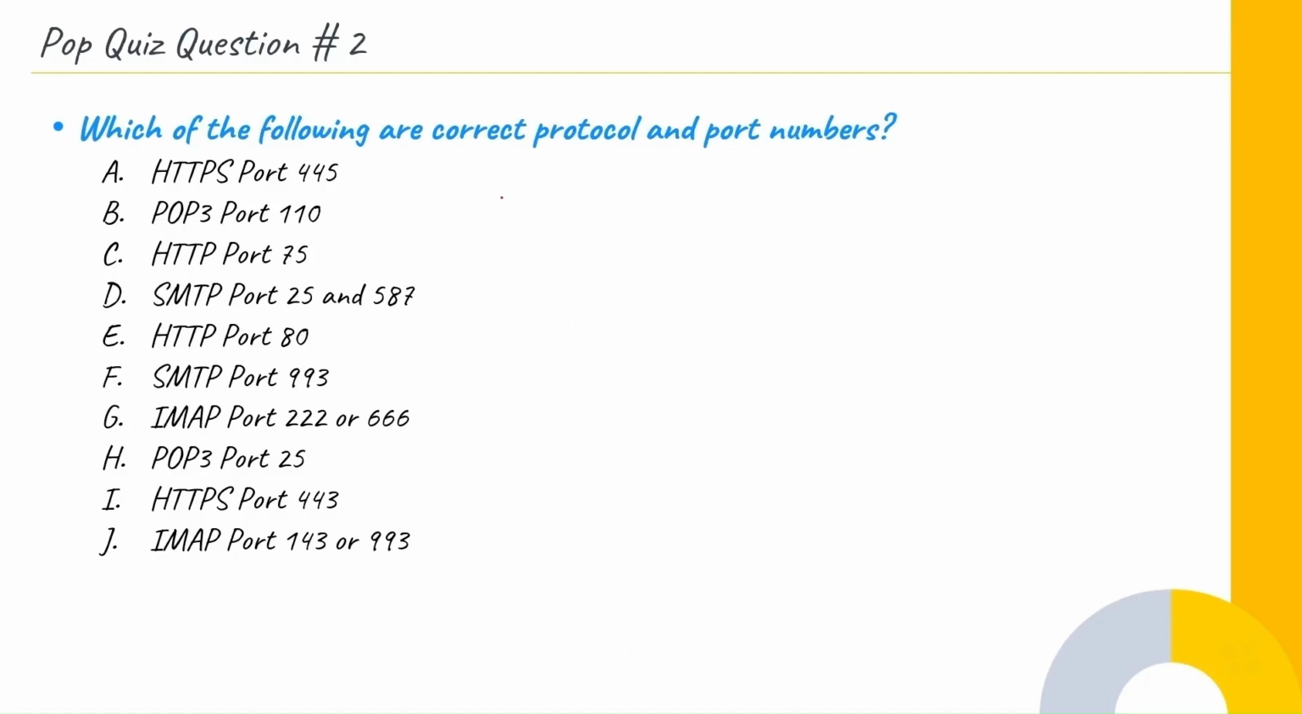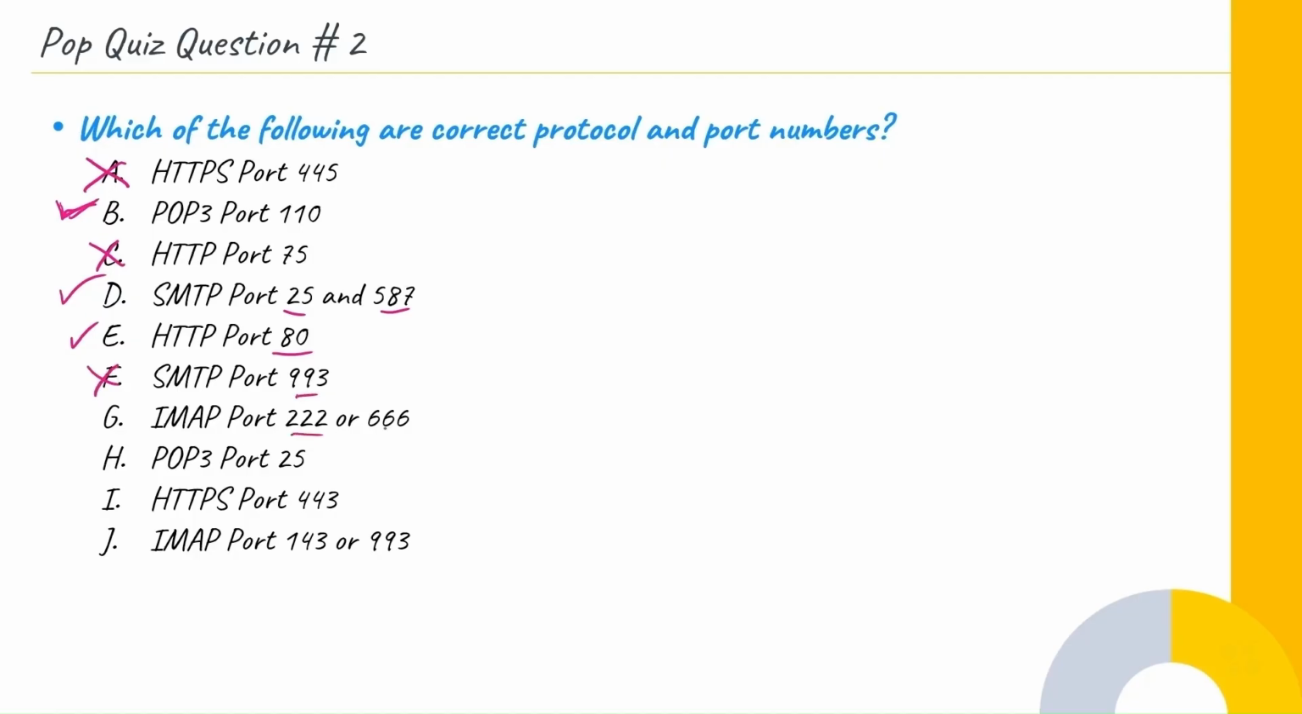All right, so let's take a look at this. The first thing I'm going to do is clearly mark off the ones that are not correct. So that's clearly just not correct. That's just a wrong answer. This one, however, POP3 does use port 110. So that is a correct answer here. I can't seem to make a check mark. There we go. HTTP does not use port 75, so that's not correct. SMTP does use ports 25 and 587, so that would be a correct answer. HTTP does use port 80, so that's a correct answer. SMTP does not use port 993, so that's not a correct answer.